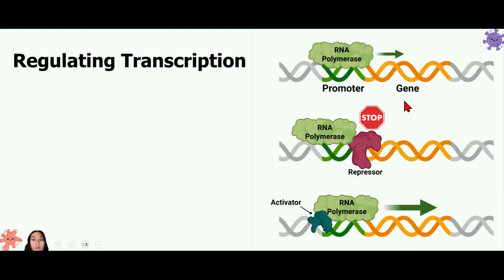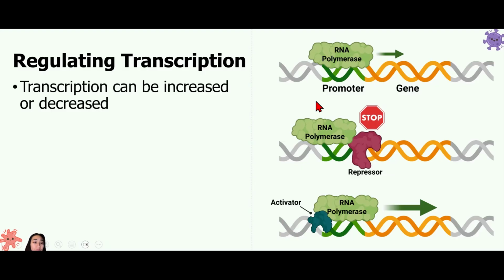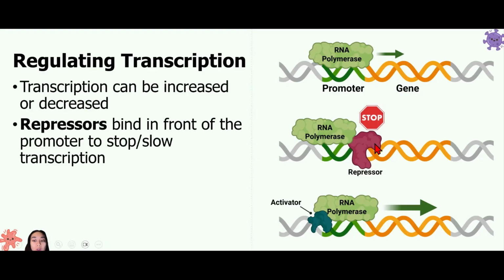So the normal way that a gene is used to make protein, well, in this case, to make RNA, is that the RNA polymerase is going to bind to the promoter, which is at the beginning of the gene, and then it's going to make the mRNA out of it. And so in cells, they can either increase or decrease transcription, which would effectively increase or decrease how much protein is being made.